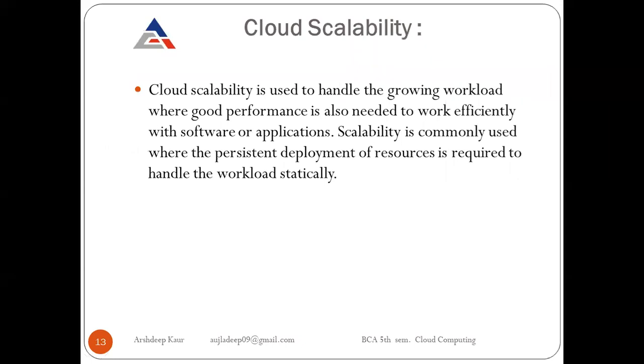Now the next term is cloud scalability. Cloud scalability is basically used to handle a growing workload where good performance is also needed, so that they can work efficiently with the software or applications. Scalability is used in those cases when we want to handle the workload statically, not dynamically. Scalability means I just want to handle the growing workload as my organization is growing, as the number of employees is growing. Definitely my workload is also growing. Now I have to manage such workload in a very efficient manner so that with the growing workload, performance does not suffer. It could be good enough. So how is it possible? It is possible by using cloud scalability.